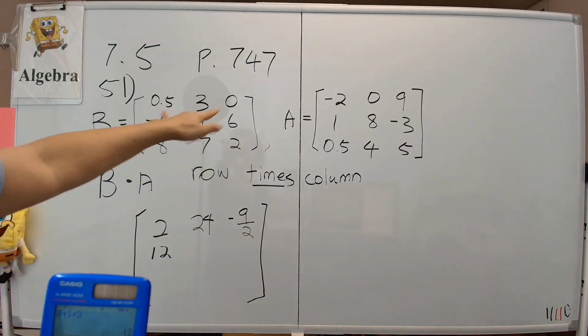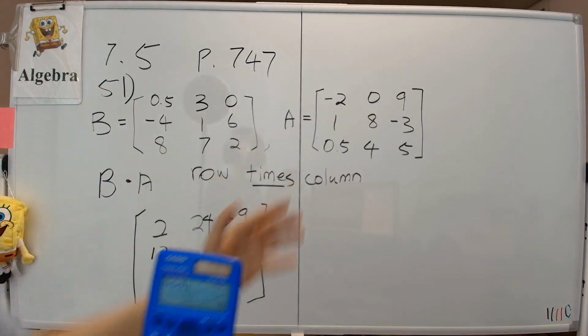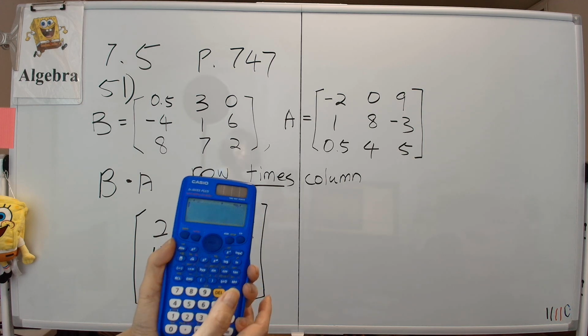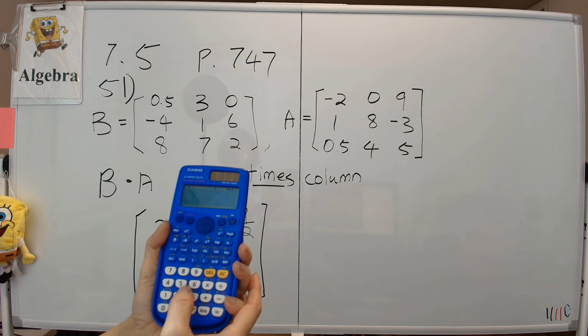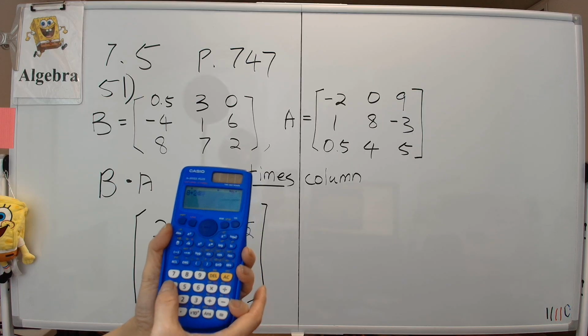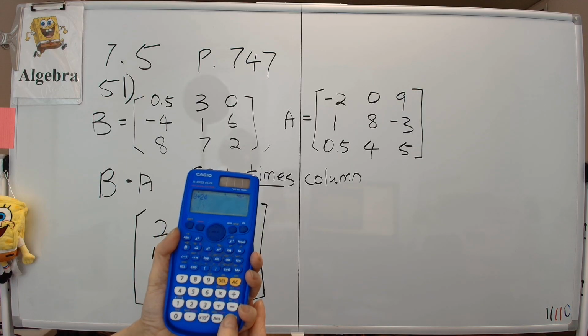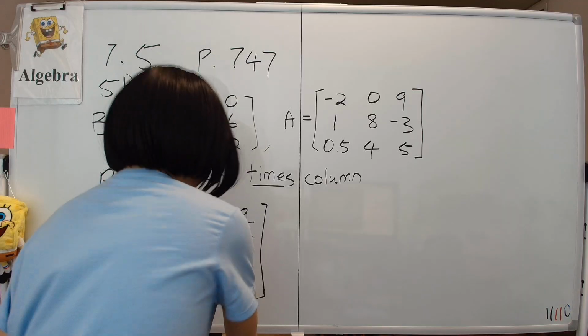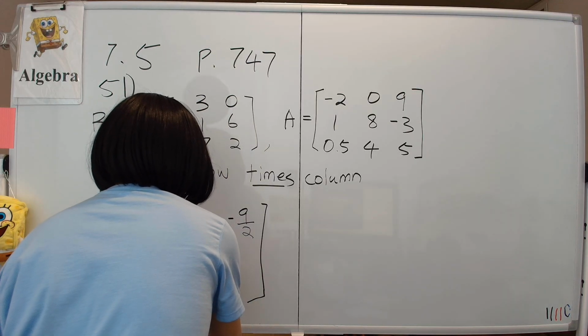So next, the second row multiplied by the second column, we have minus 4 times 0, that's 0. 1 times 8 is 8. And then 6 times 4 is 24. So that gives us 32. So let's write that down, 32.